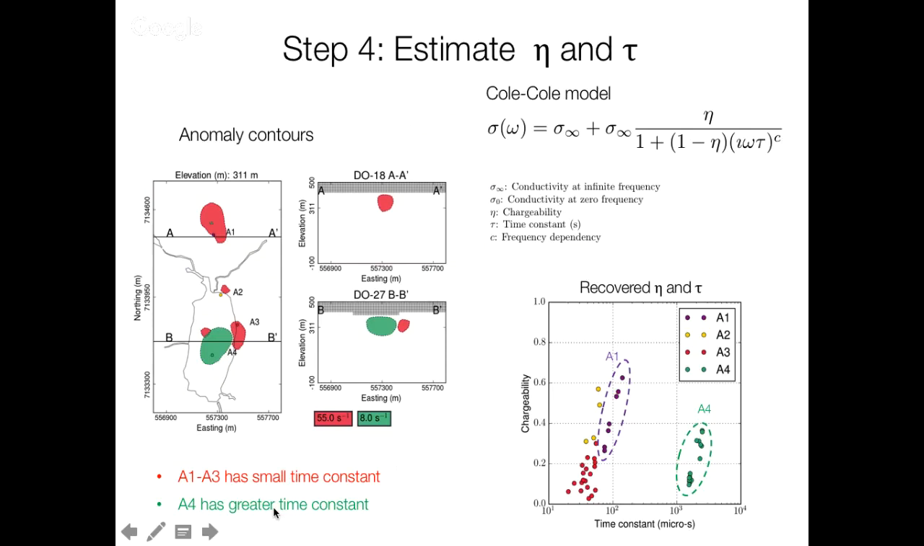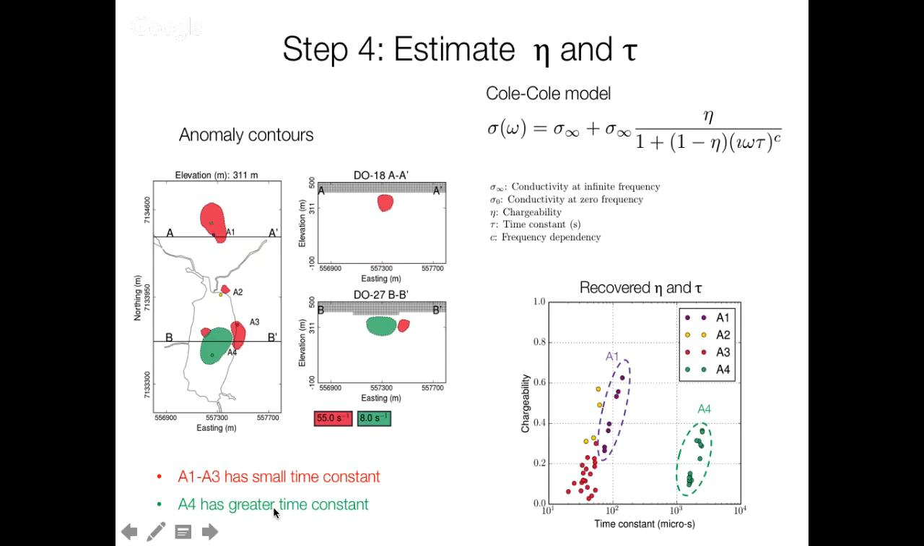On this axis here, we've got tau, so that's the time constant. And on the vertical axis, we've got chargeability. So the first major thing is the separation between here and here. Clearly these rocks over here corresponding to A4 have a big time constant. The rocks over here, A1, A2, A3, all have small time constants.